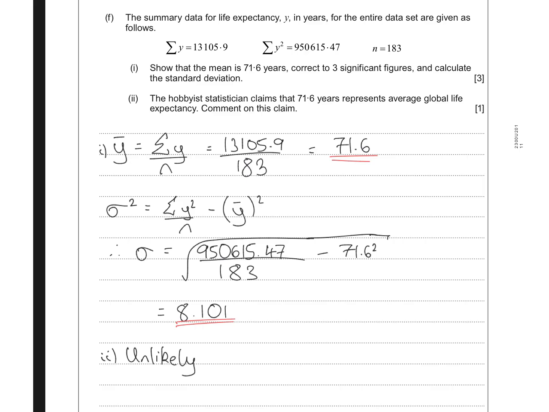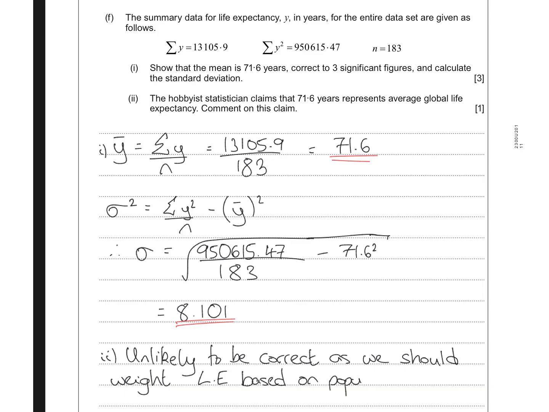Unlikely to be correct, as we should weight life expectancy based on the population of each country. Okay, hopefully my little analogy made sense. The bigger countries need to make up a bigger share of this mean.